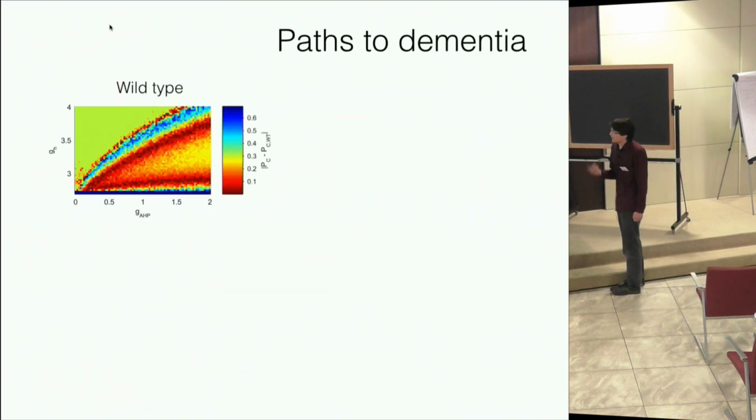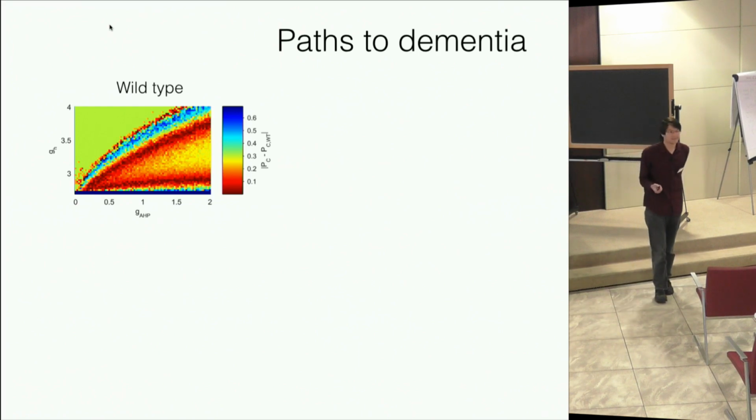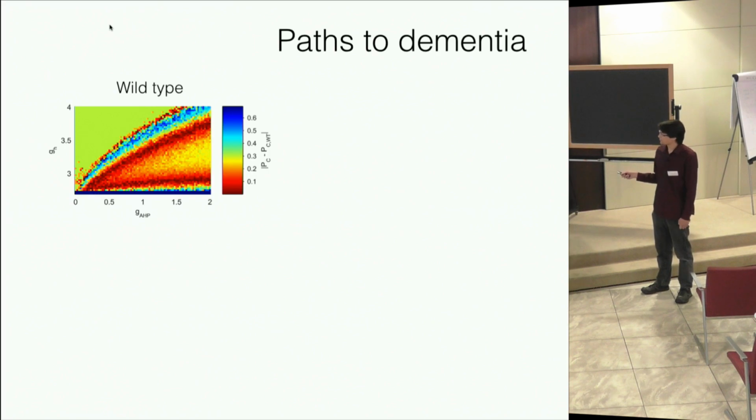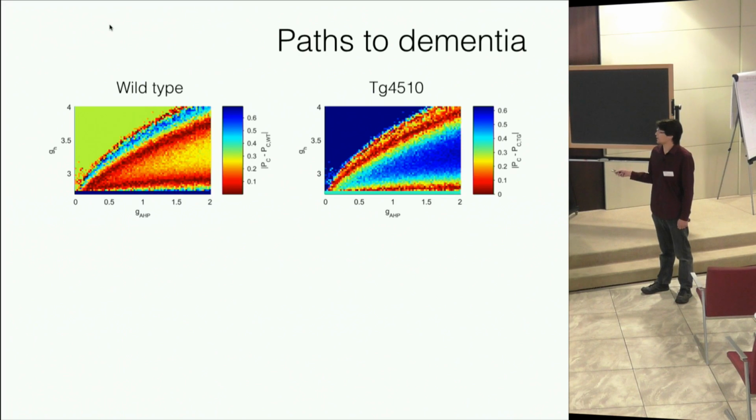So coming back to dementia then, how does this help us to decide what we want to do? What we're showing here is the difference between the p-clust value that's reported in dementia for the dorsal end in two conditions, the wild type and the TG4510. The color code here is that red is where the fit is really good and blue is where the fit is really bad.